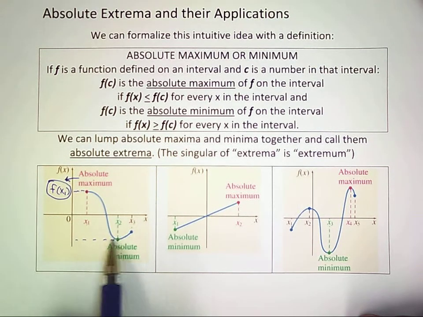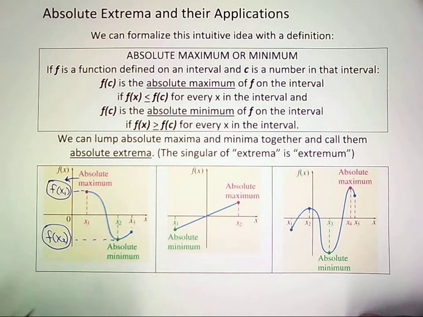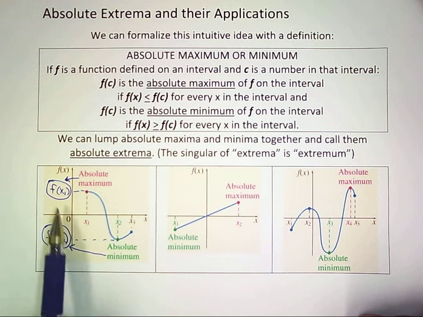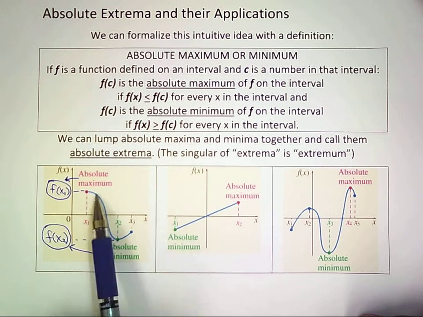So at x sub 2, whatever f of x sub 2 comes out to be, that is the absolute minimum. So the absolute extrema are y values. You don't list the entire point. When they ask for the absolute max or absolute min, you give the y values corresponding to those points.